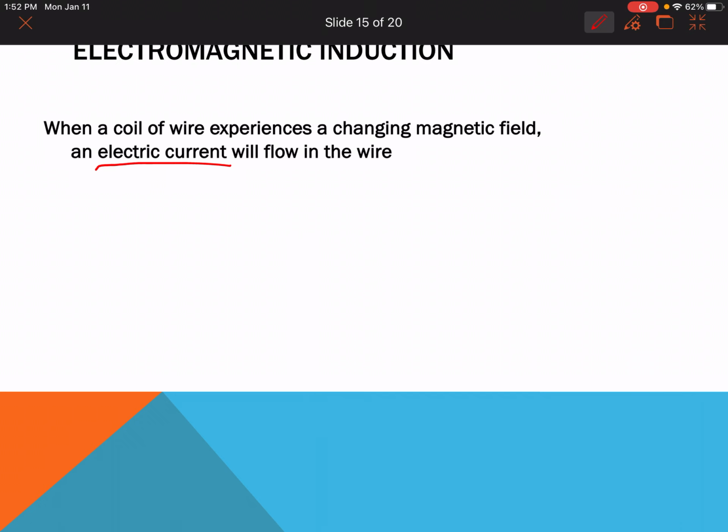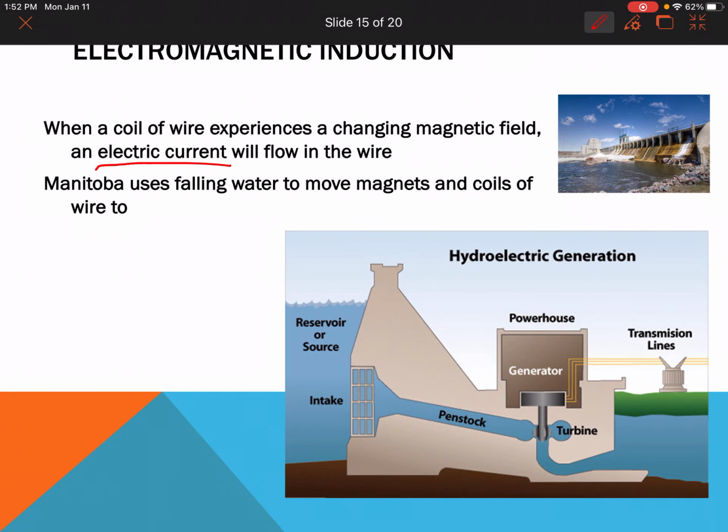Let me just see here. I do have a picture. Hold on. Okay. So Manitoba uses falling water to move magnets and coils of wire to generate power.